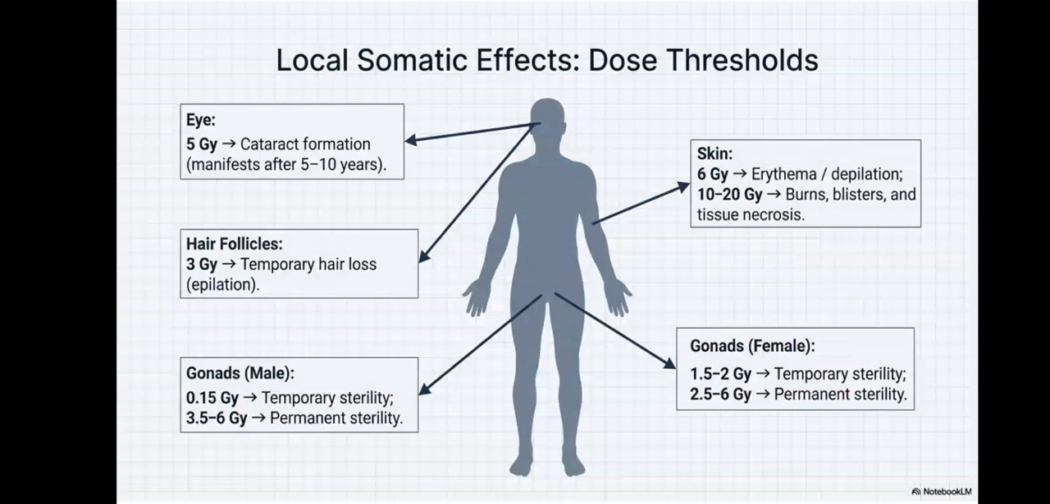Then we discuss the local somatic effects of radiation exposure to specific organs. 0.15 gray to the testis causes temporary sterilization, and 3.5 to 6 gray to the testis causes permanent sterilization. 1.5 to 2 gray to the ovary causes temporary sterilization. 2.5 to 6 gray to the ovaries causes permanent sterilization.